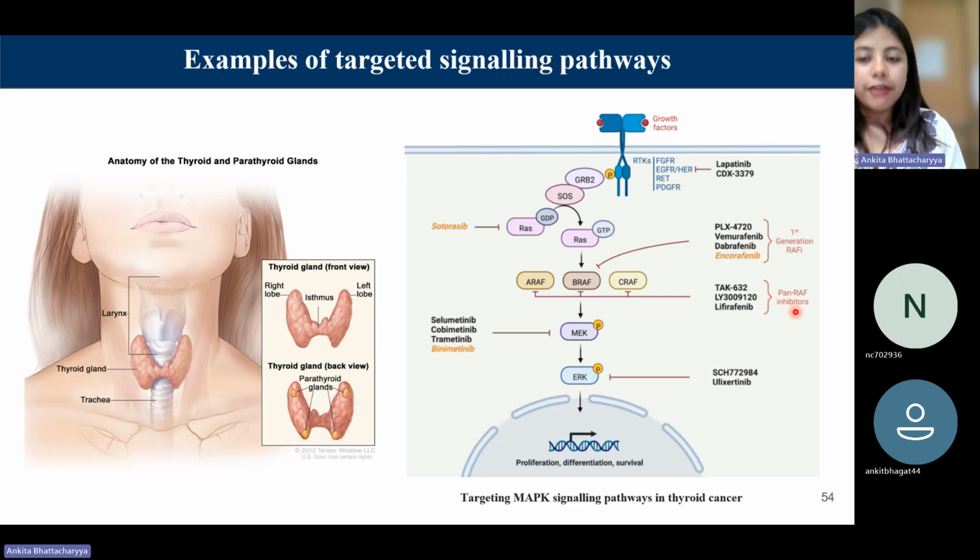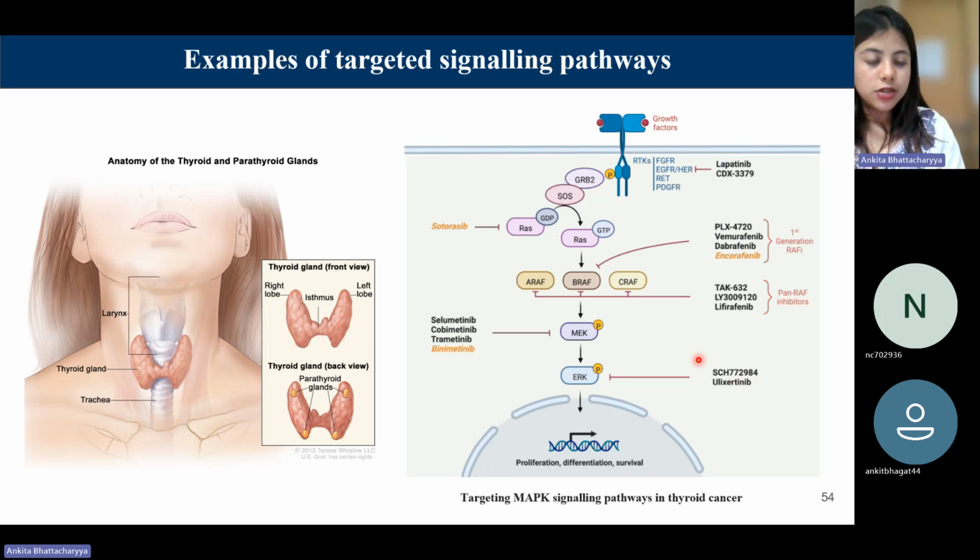Then you have pan-RAF inhibitors. What does the name mean? It means it can inhibit all types of RAF, ARAF, BRAF, CRAF, all three of them. And these are some of the examples for the same as well. If this is not where things are going wrong, if it is downstream of that, you can use a MEK inhibitor, which is a MAP kinase inhibitor, like selumetinib, cobimetinib, binimetinib, etc. Downstream of it, you have ERK inhibitors like ulixertinib and this SCH compound.